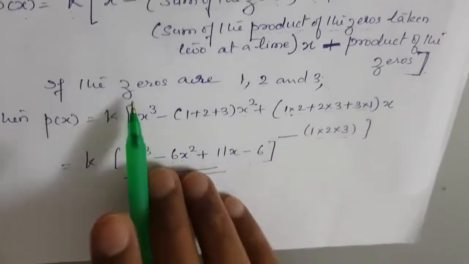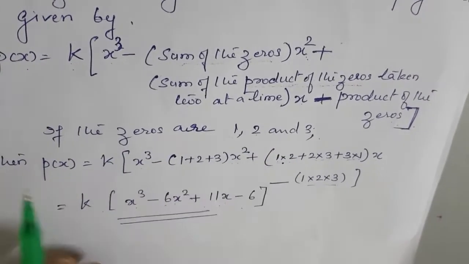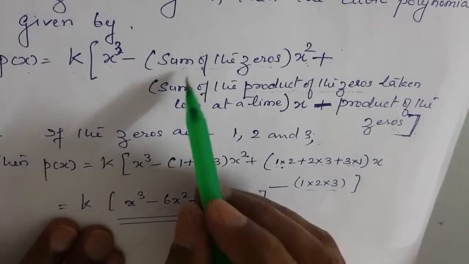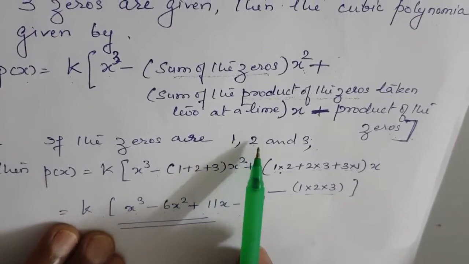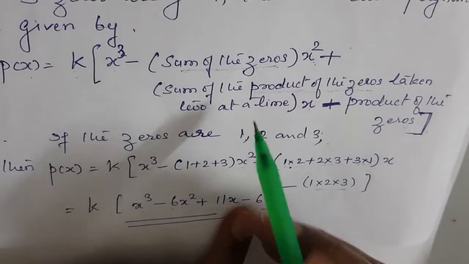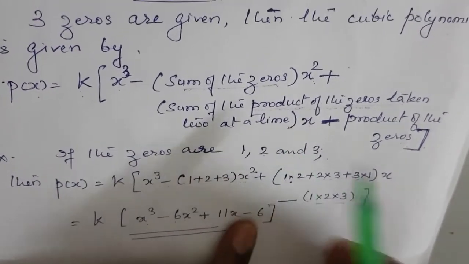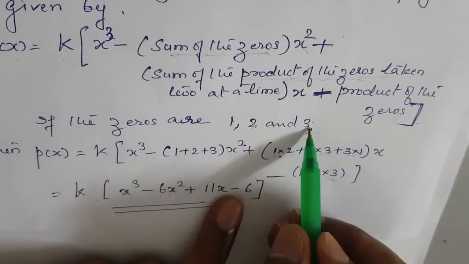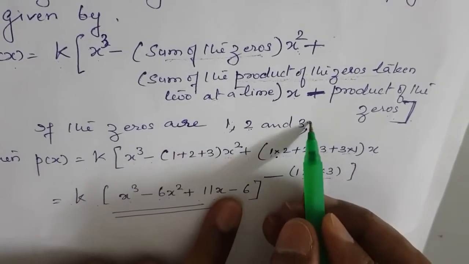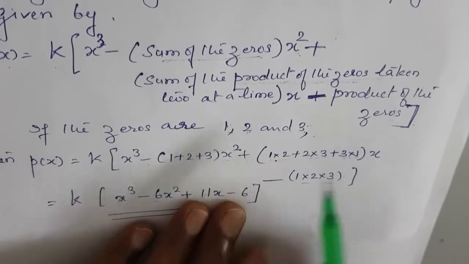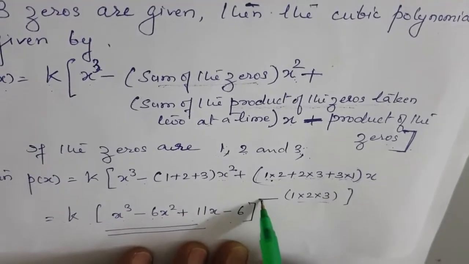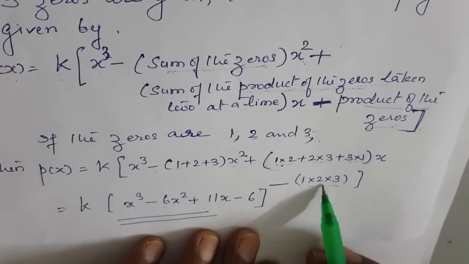For example, if the zeros are 1, 2 and 3, then p(x) = k times (x³ − (the sum of the zeros) x² + ...). The sum of the zeros is given, so you will add 1 plus 2 plus 3 into x square plus, now what does it mean? Sum of the product of the zeros taken 2 at a time. Here the zeros are 1, 2 and 3. Therefore, 2 at a time, how will you take? 1, 2, then 2, 3 and then 3, 1. So, you have to form the product and take its sum. So, (1×2 + 2×3 + 3×1) into x minus the product of the zeros, that is 1×2×3.